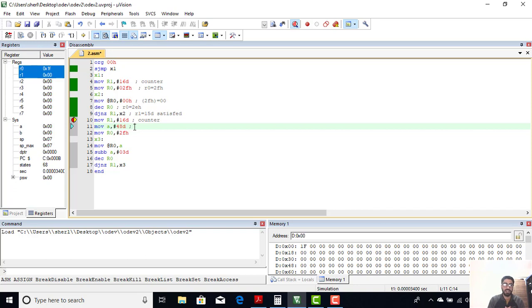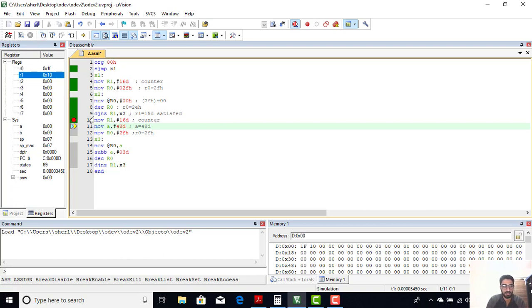In the next line we are giving the A register, our accumulator, the value 48 decimal. This is our wanted value, and we will put it exactly in the 2F hex register. So in the next line we are giving R0, the address where we are going to put our specific data, 2F hex. See the changes here.